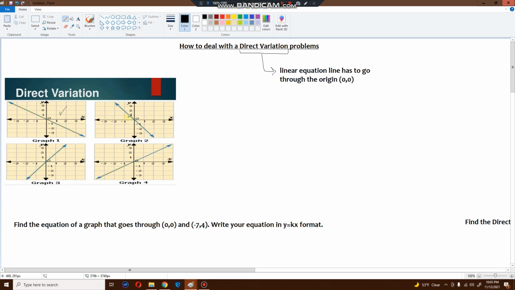Same thing over here. You see that it cuts through 0, 0. That's why it's a direct variation. This also, even though it's going the other way around, still cuts through the origin, direct variation. This also cuts through the origin, 0, 0, direct variation. That's what a direct variation graph is basically. The line cuts through the origin, 0, comma 0. Let me show you some problems with this.